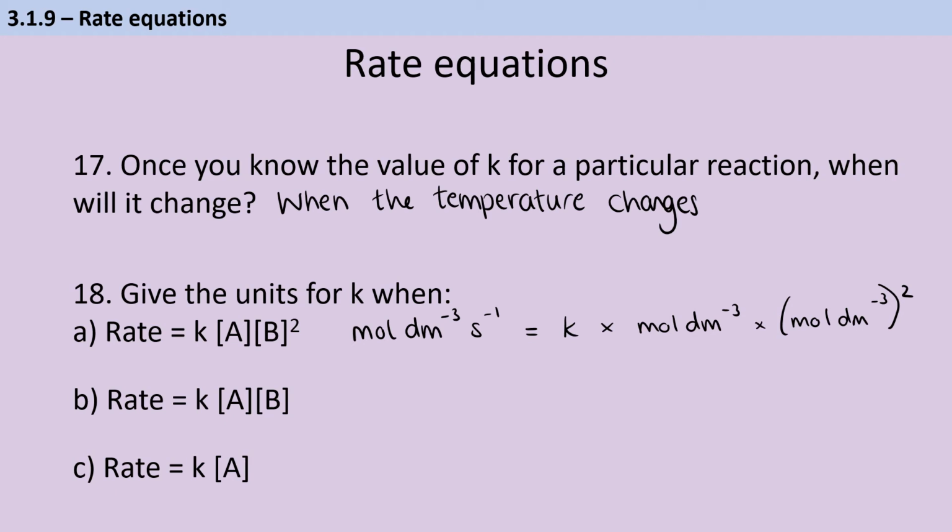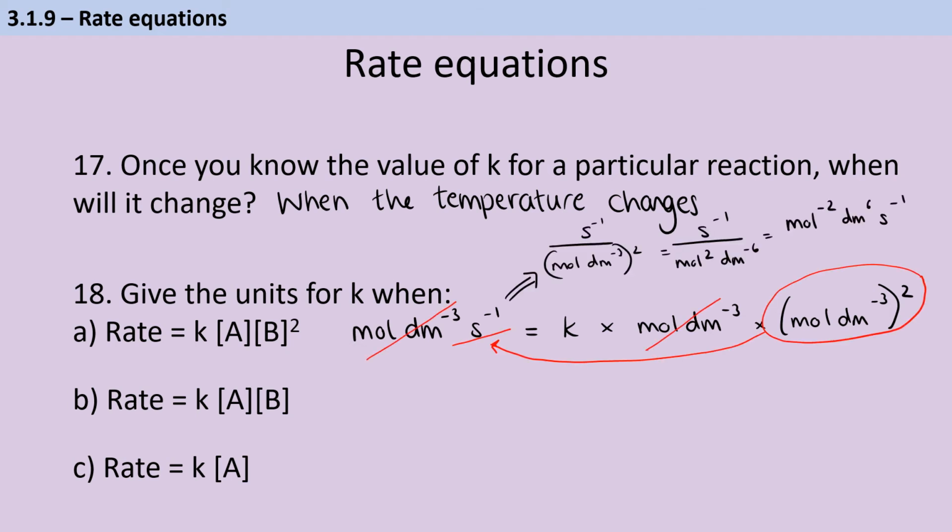So here we've got rate as moles per decimeter cubed per second equal to K multiplied by those 3 sets of moles per decimeter cubed. So firstly we can do a little bit of cancelling, 1 set of moles per decimeter cubed on each side, and that leaves us with seconds to the -1 divided by moles per decimeter cubed squared. So firstly I could expand those brackets to get moles squared decimeters to the -6, and then rather than leaving this as a fraction, what I can do is take the reciprocal, and the way that I do that is by raising all of those powers to -1.